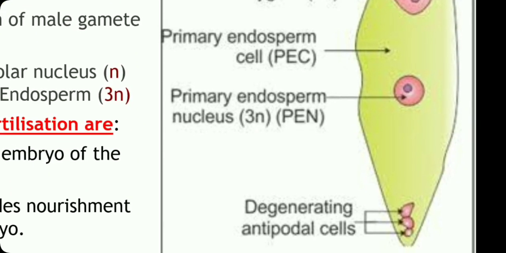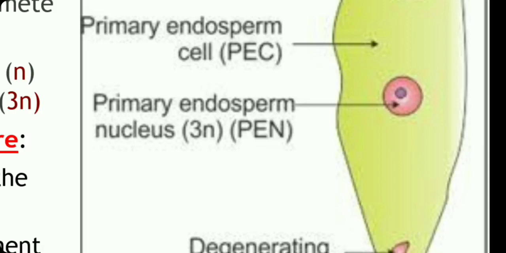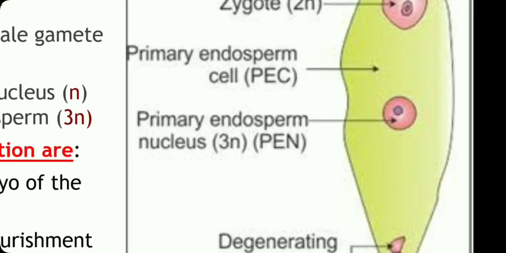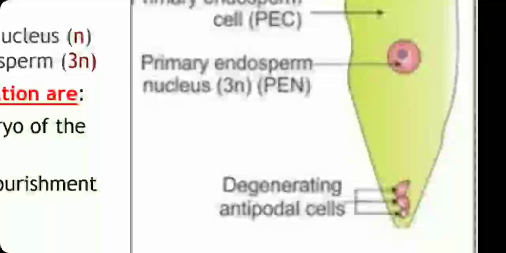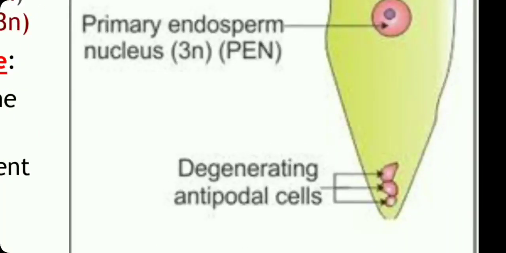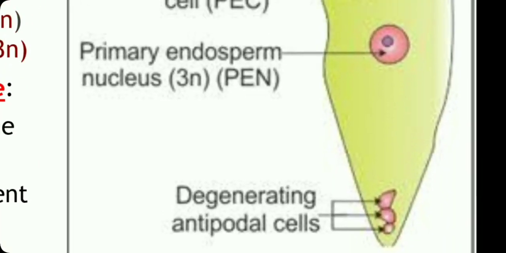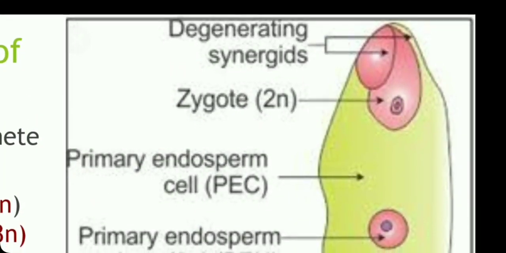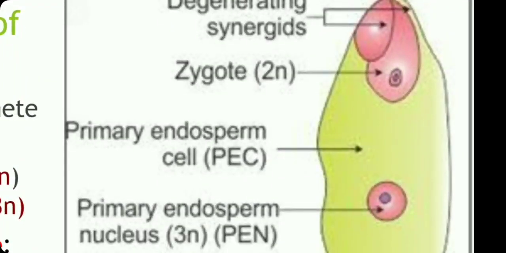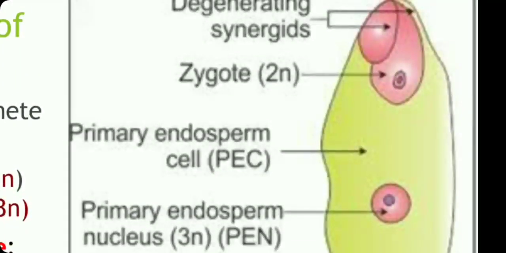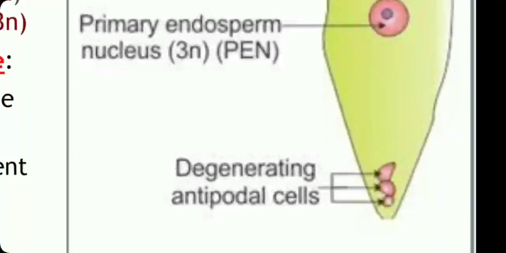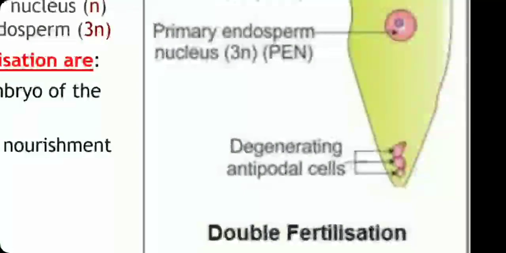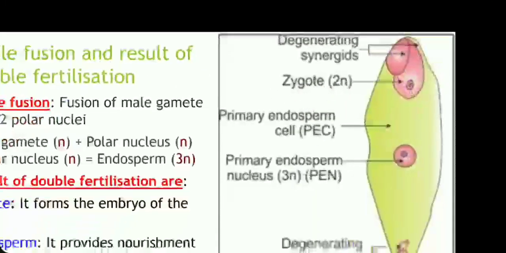Here you can see the endosperm nucleus, and the nearby cells form endosperm tissue, the primary endosperm cell. And here are the antipodal cells. The antipodal cells are nutritive in function, and the synergid cells guide the pollen tube into the embryo sac. The function of antipodal cells is to provide nutrition to the embryo sac, and they also degenerate after fertilization.